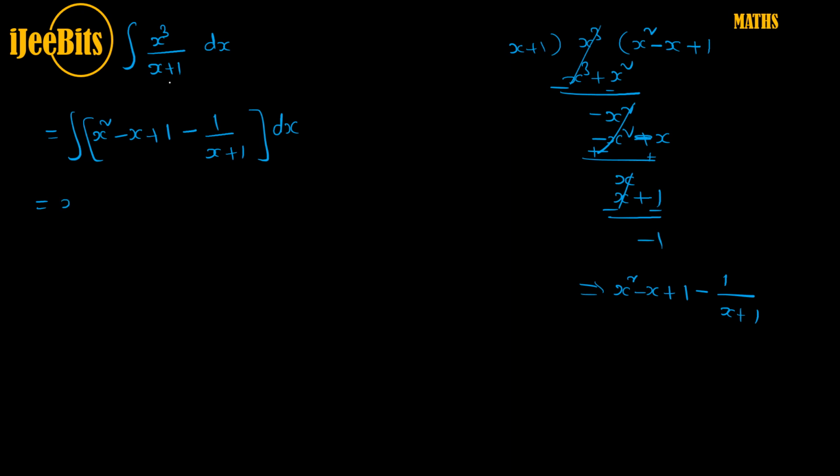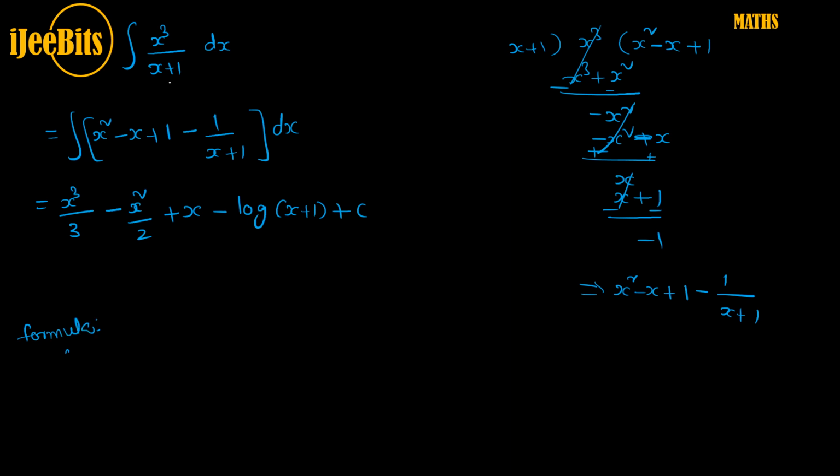x square gives x cube by 3, minus x means x to the power 1 plus 1 by 1 plus 1. So this is x squared by 2. Integration of constant is x, right? And then you look at 1 by 1 plus x, it is like a 1 by t formula. So this would be log t. Log of x plus 1. You put one constant, right? Easy one. Right. What are the formulas that we used here? The formulas.